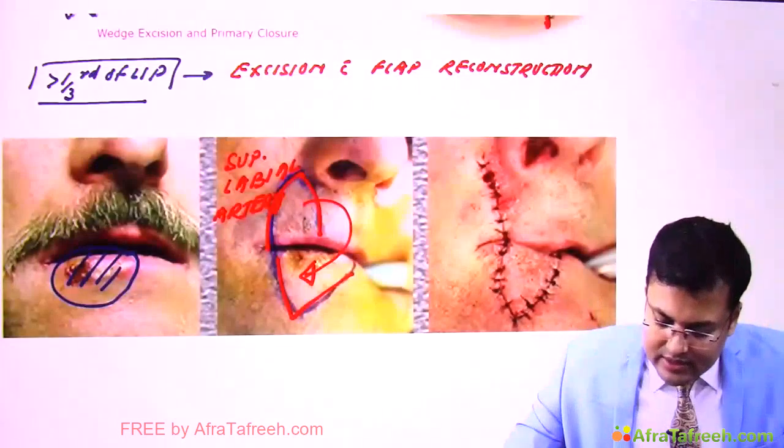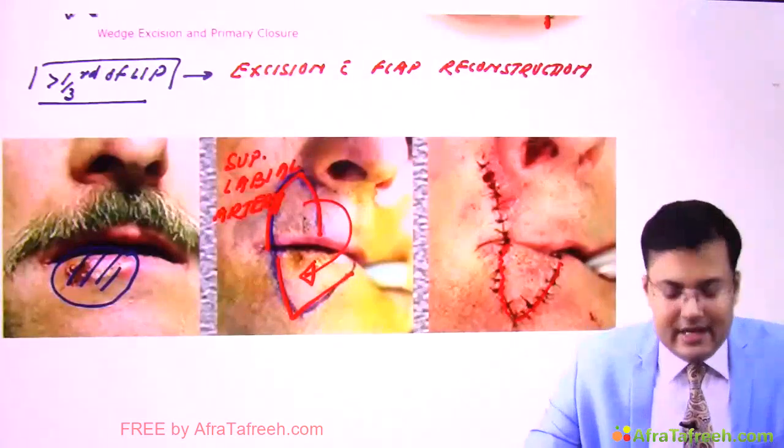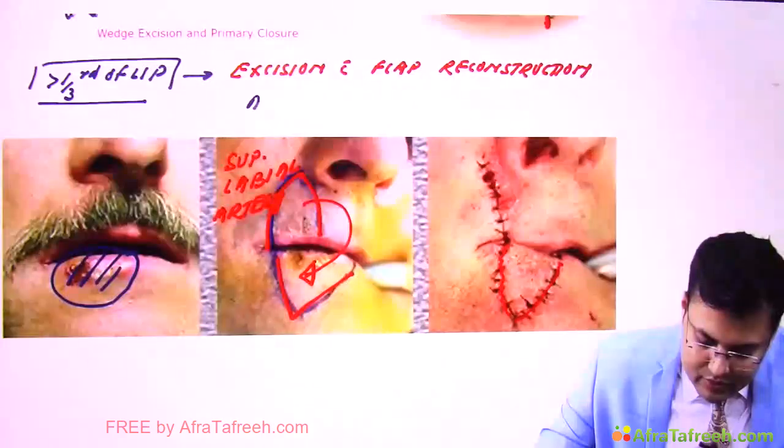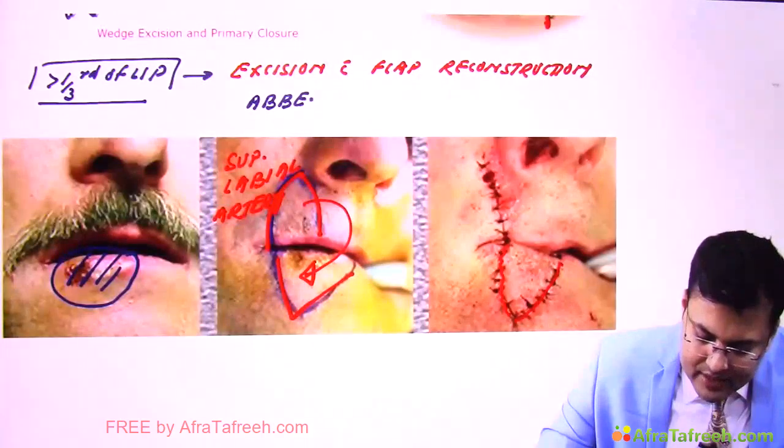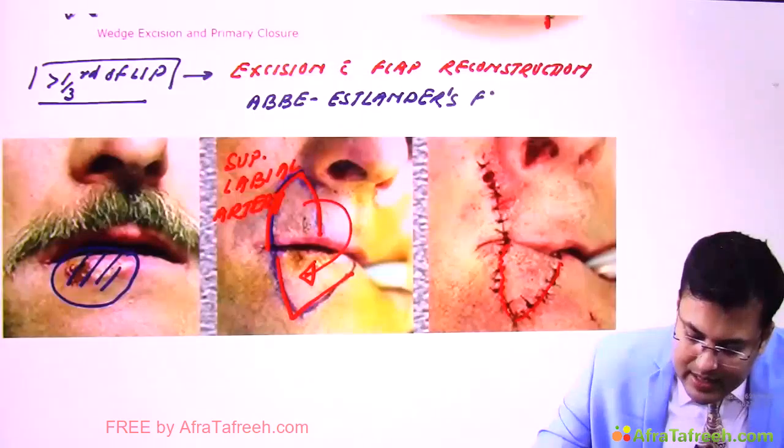What's the name of this flap? The name of this flap is Abbe-Estlander flap. So the most commonly used flap is the Abbe-Estlander flap, and it's based on the superior labial artery.